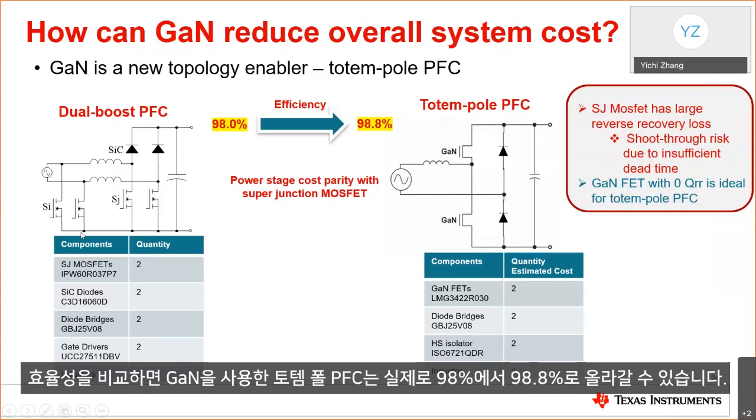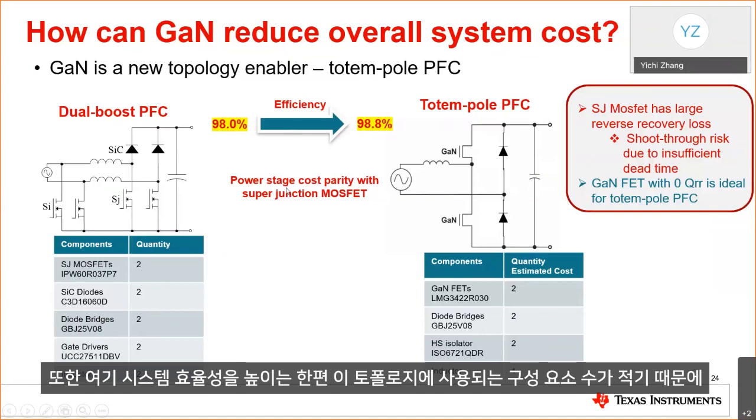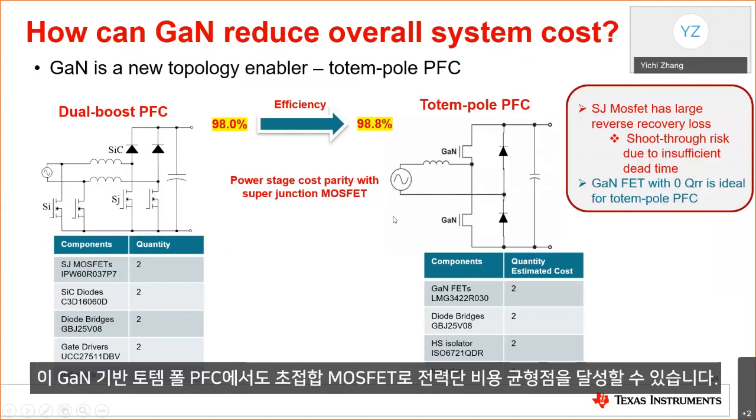So if you compare the efficiency, the totem pole PFC with GaN can help you to go from 98% to 98.8%. And also you can achieve power stage cost parity with super junction MOSFET, even with the GaN-based totem pole PFC, because of the fewer components used in this topology while you're increasing your system efficiency here.